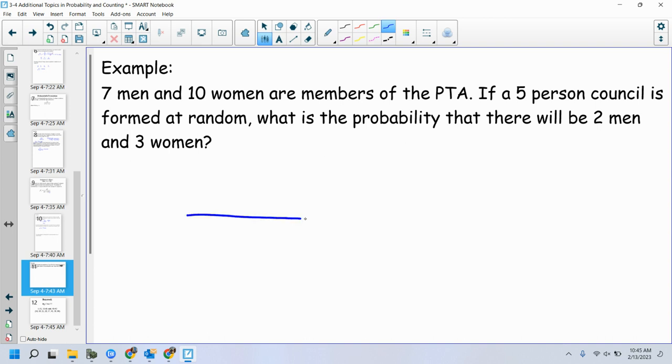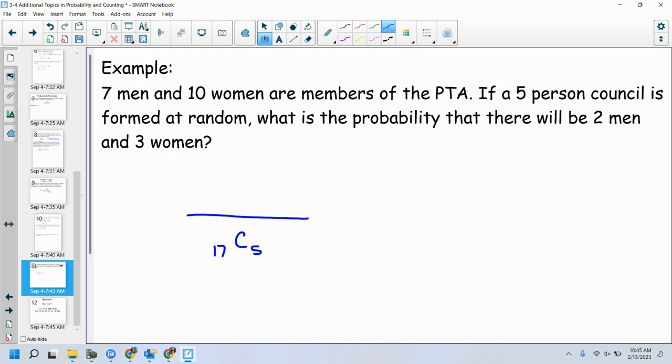Okay, so now think about this. If I truly want probability, what's my total amount of things that could happen? I'm choosing a 5-person team, right? Does it matter the order in which I pick those people? No. So what's my total number of outcomes? 17C5, right? You follow me there? That's my total number of events that could possibly happen.